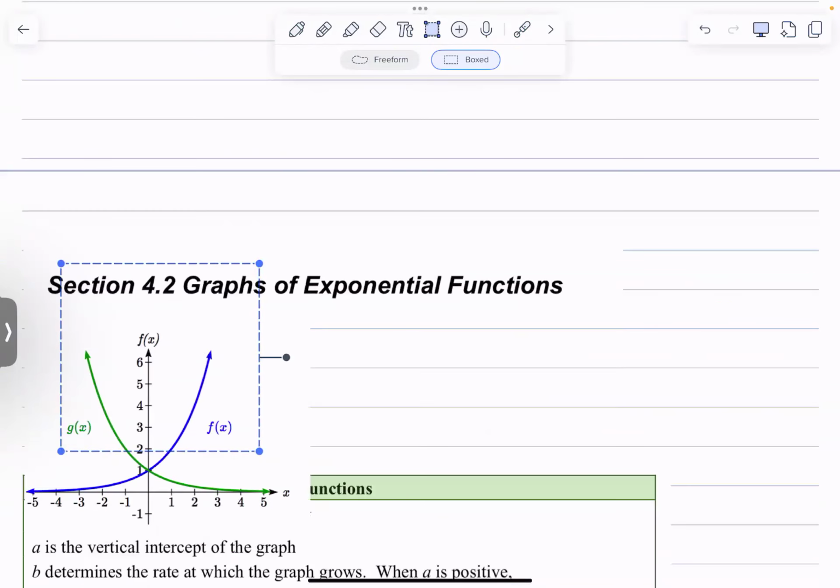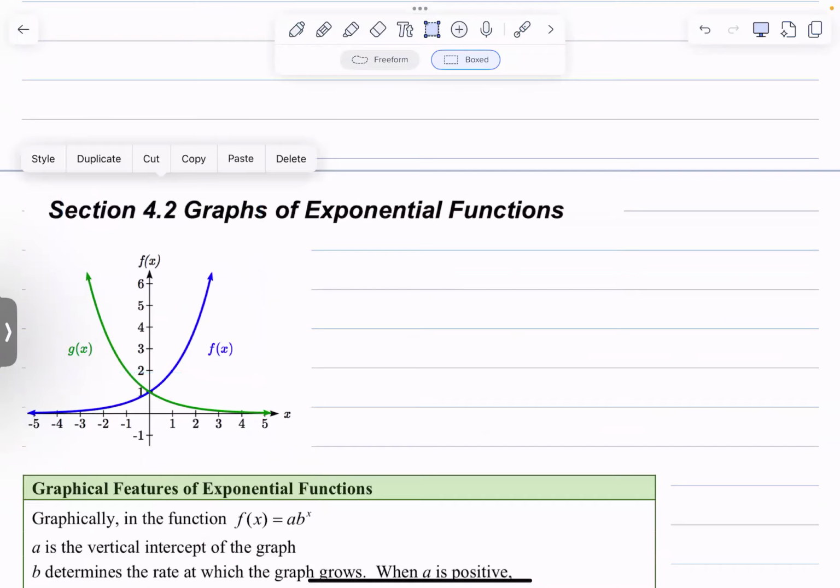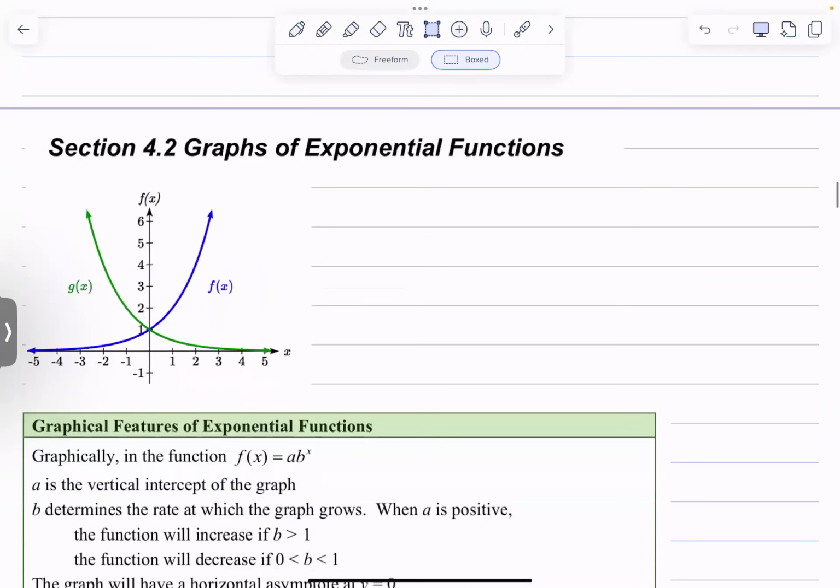Maybe I'll just keep it on a new page. Why not? We're going to do just a brief introduction, I would say, to the graphs of exponential functions. We've already seen that I could have exponential growth, or I could have exponential decay looking like this.